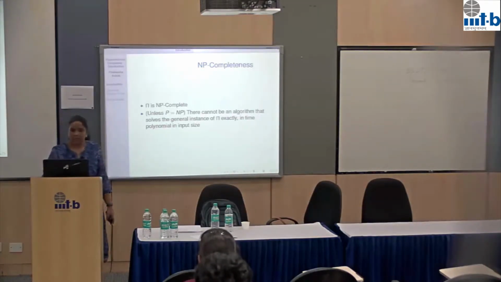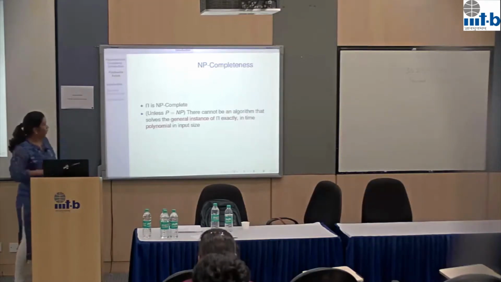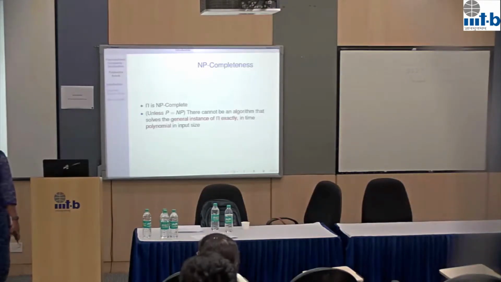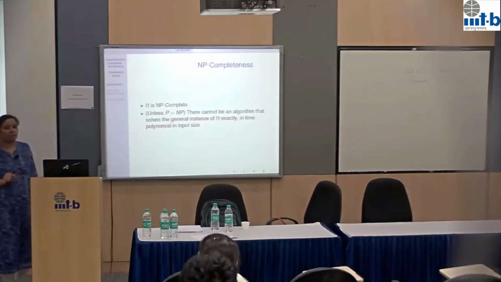So let's look at the keywords in this implication. There cannot be an algorithm that solves the general instance. It's important that by general instance we mean the most general instance, in other words, any instance of pi. Exactly. What do I mean by exactly solving a problem? Find the exact solution. For example, if you are looking at the minimum vertex cover problem, there is a minimum value possible, and you want to get that value. That's what I mean by exactly solving the problem. And also the running time of the algorithm cannot be polynomial in input size.